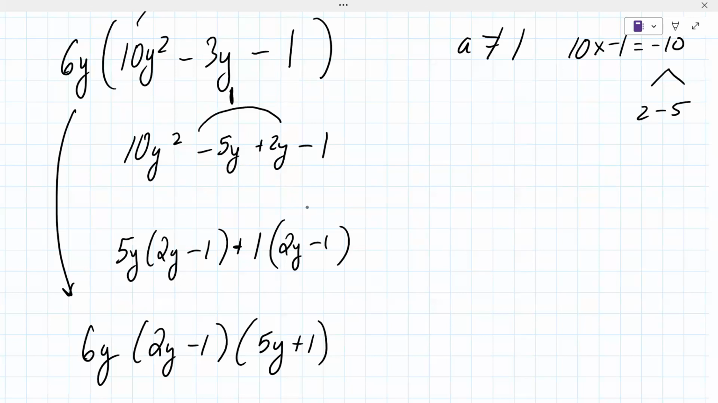So if you understood those last few, you definitely understand how to do the grouping factoring. It's the hardest one. It's just a few more steps though. You've probably been doing this for a few classes now.